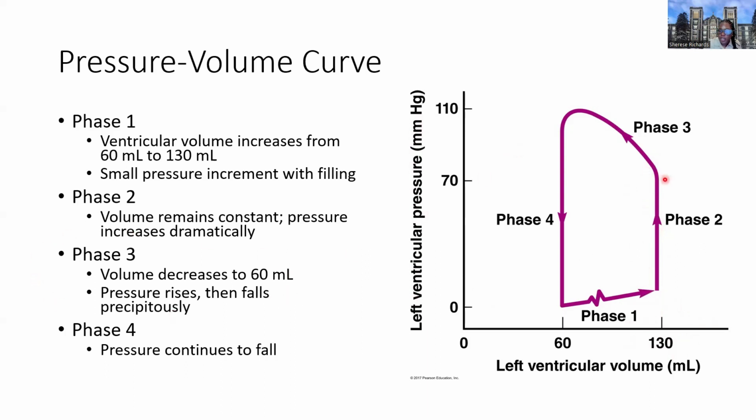Phase 3, now we're seeing a drop off in volume. Pressure is going to go up slightly and then eventually drop off because this is the contraction phase of the ventricle. So notice that the volume goes from 130 back to 60. So we eject all of the blood that we filled at 70 milliliters during phase 3, hence the backwards curve creating this loop-like structure or this loop-like curve for the pressure volume graph.